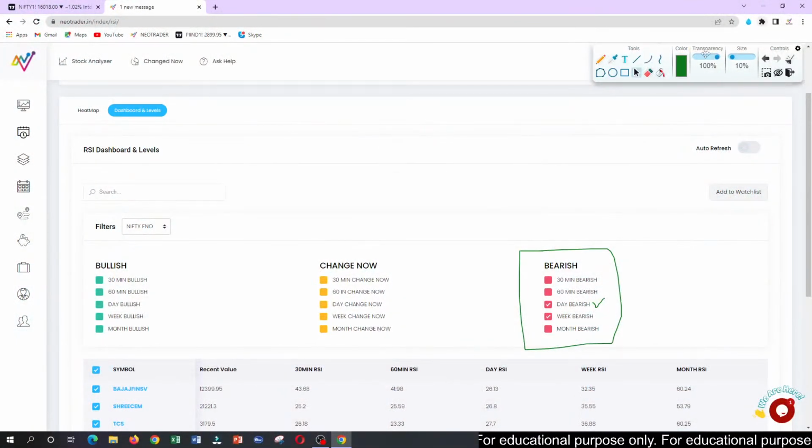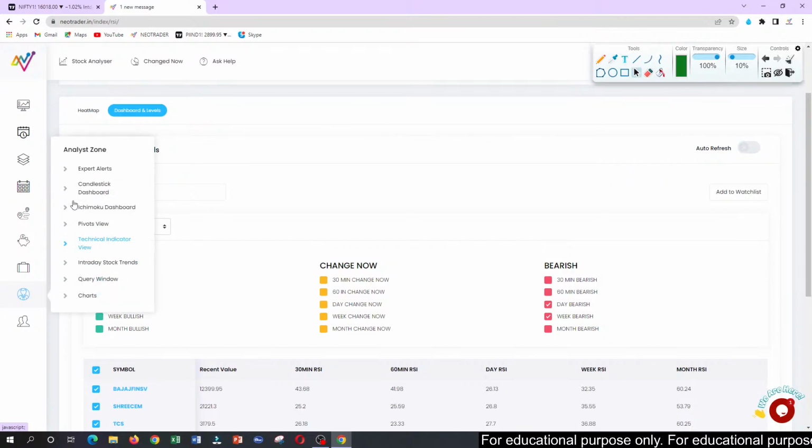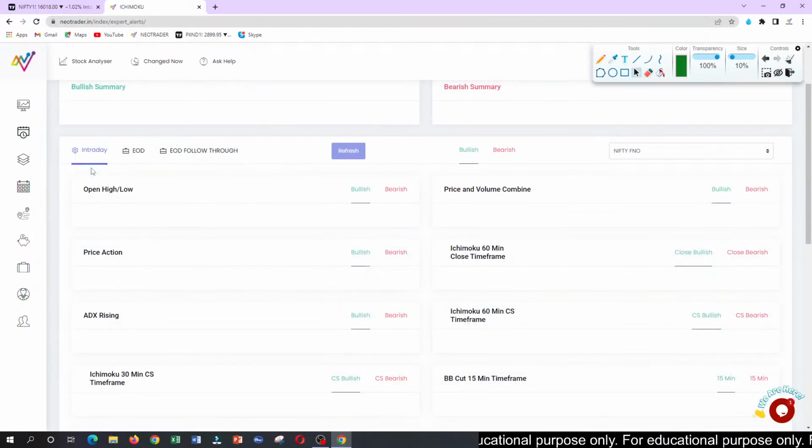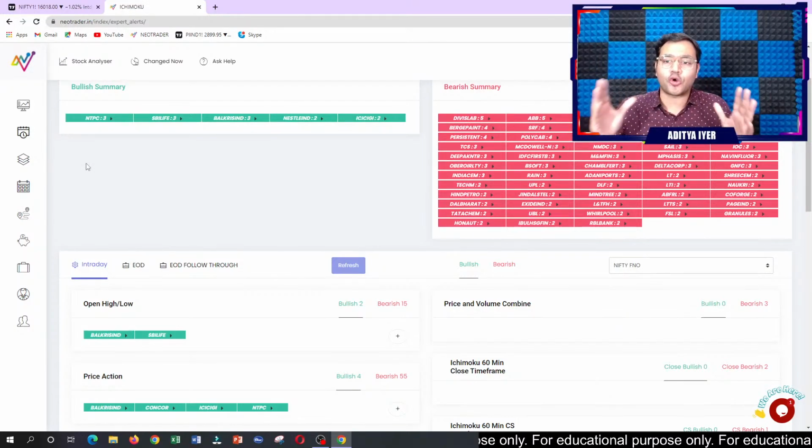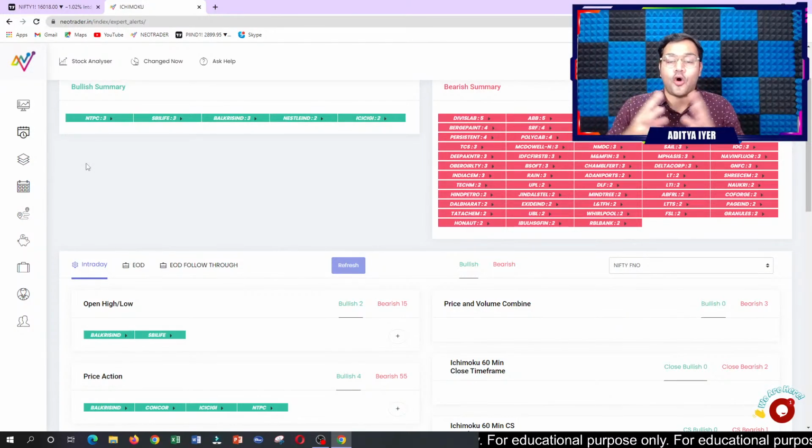But before that, I would want to take your attention to one or two more things, and that is nothing but expert alerts, right? And stock showing potential reversal. So before we go into potential reversal, let me explain to you shortly what potential reversal is. All of us always like to find those stocks, right? Those stocks that are falling.